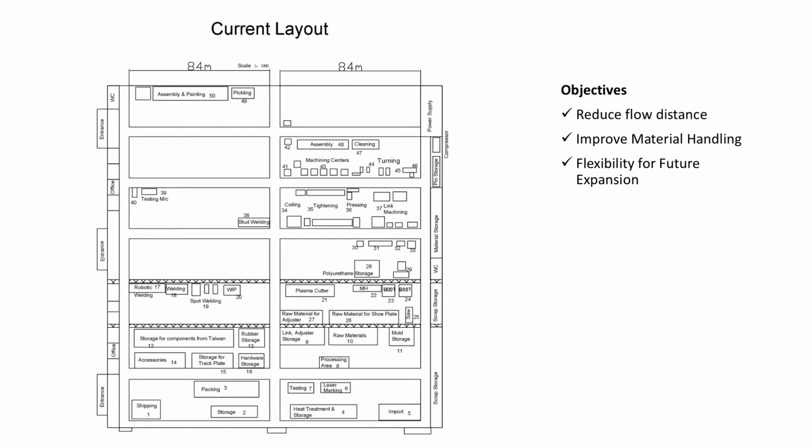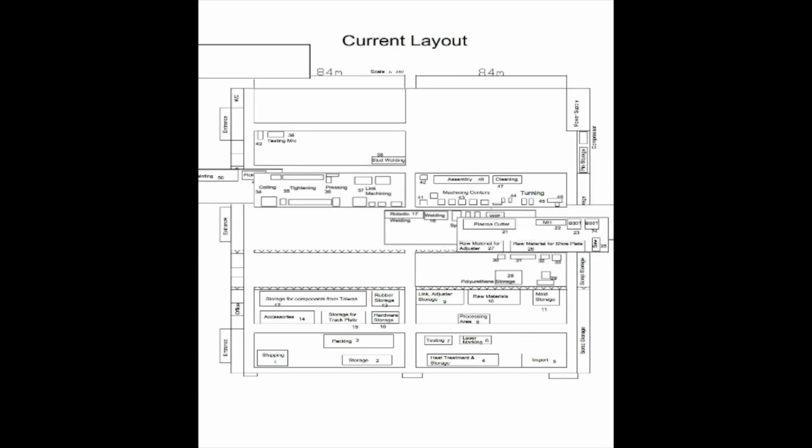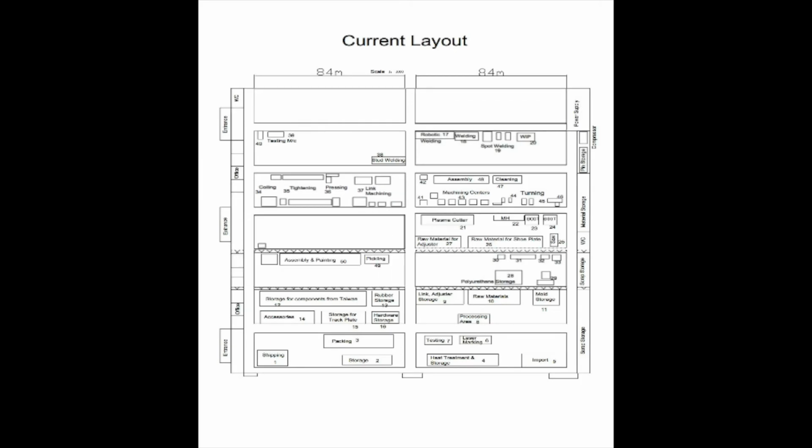Alright, now we proceed to redesign the layout to improve the flow and efficiency by using CRAFT. So we decided to fix the shipping and receiving departments due to their proximity to the entry and exit locations. Also, we decided to fix the restrooms and other office spaces.